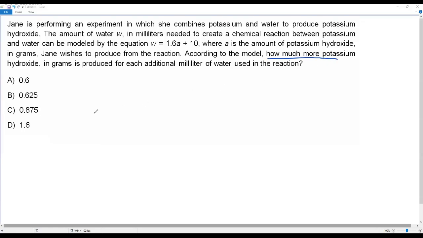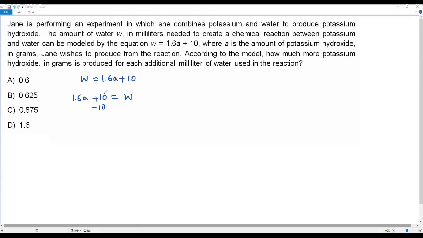Since our aim is to find the amount of potassium hydroxide produced in grams, we have to solve for A in this equation, because here A represents the amount of potassium hydroxide. Okay, now let me write the given equation, that is W = 1.6A + 10. Now let me rewrite the equation as 1.6A + 10 = W. Now I have to solve for A in this equation.